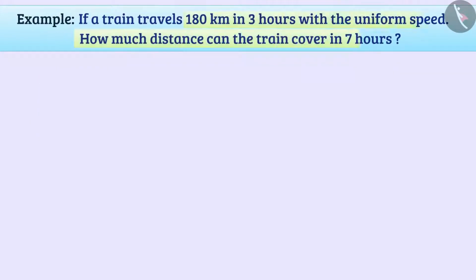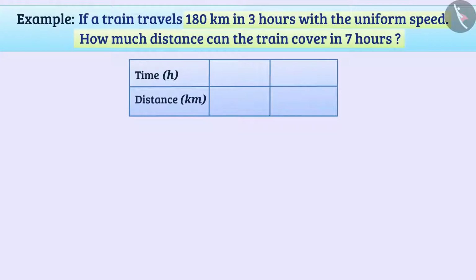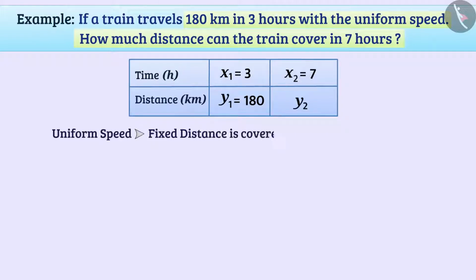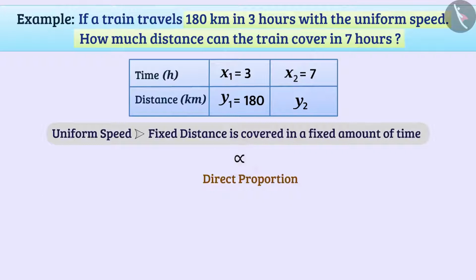For the given conditions, we can make a table like this. When the time is 3 hours, then the distance is 180 km. When the time is 7 hours, the distance travelled by the train is y2. Here, uniform speed means that a fixed distance is covered in a fixed amount of time. Can you tell whether there is a direct proportion in both time and distance here? Think.